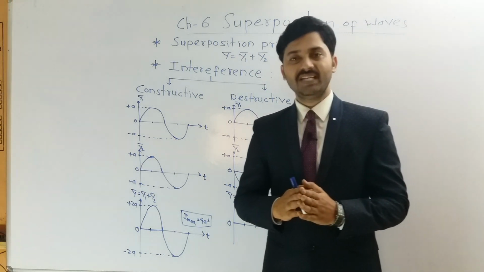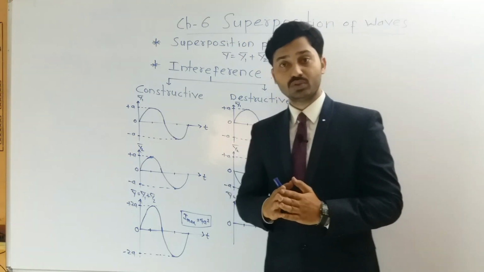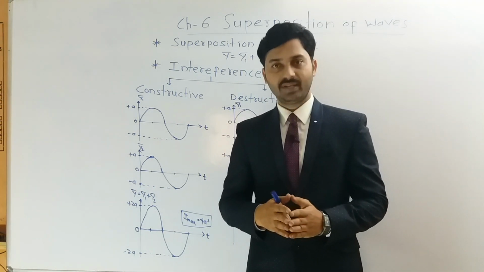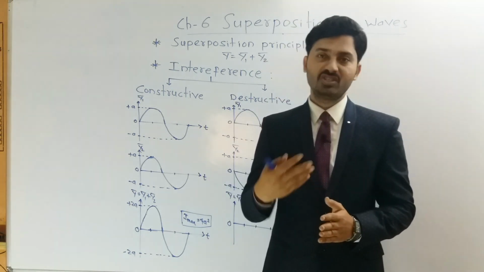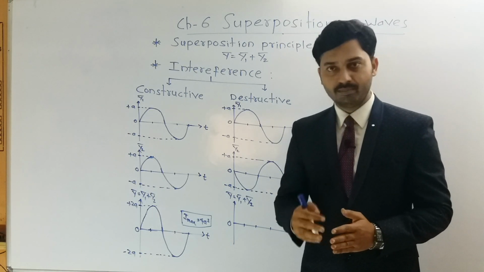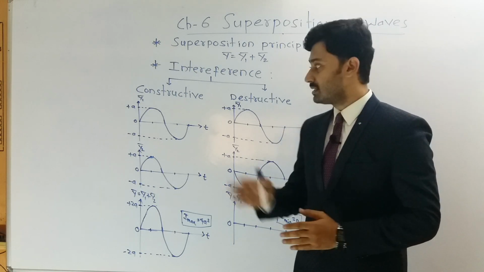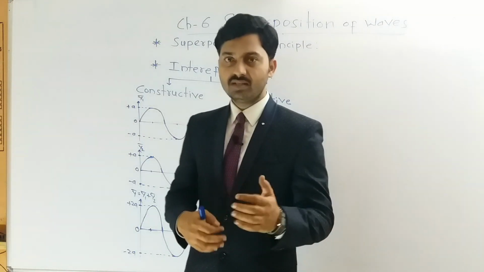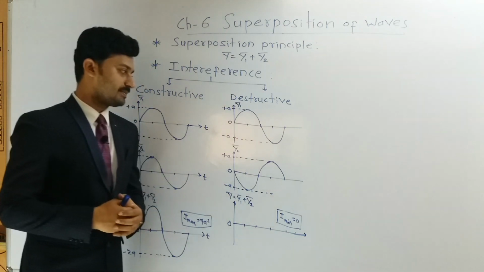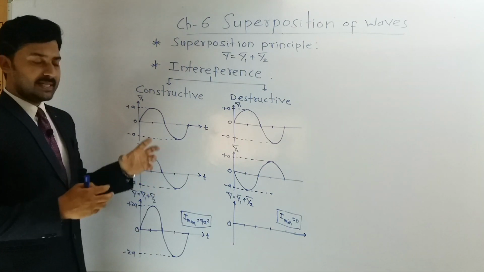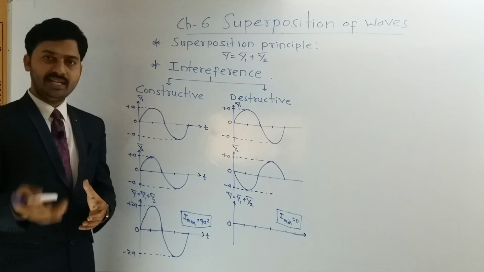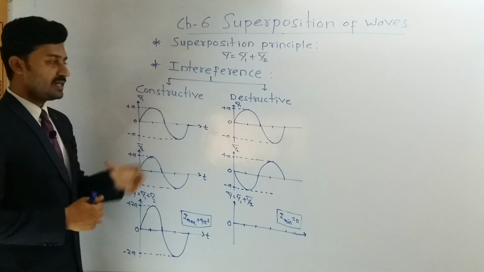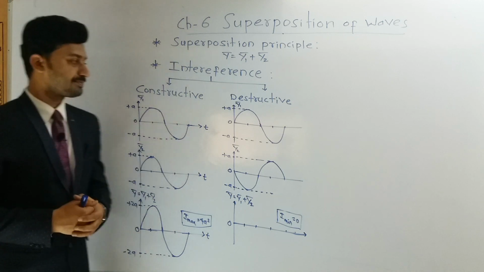Next to that, interference. The modification in the intensity of light due to superposition of two or more waves is nothing but interference. Modification means change, either maximum or minimum. Okay. Now it has two types, constructive interference and destructive interference. Let us first study constructive interference. And remember, this concept can be studied in case of both transverse as well as longitudinal waves. Here we are studying in case of transverse waves.